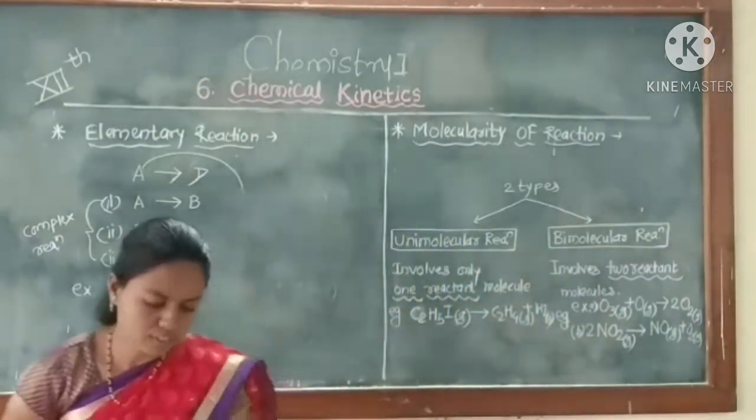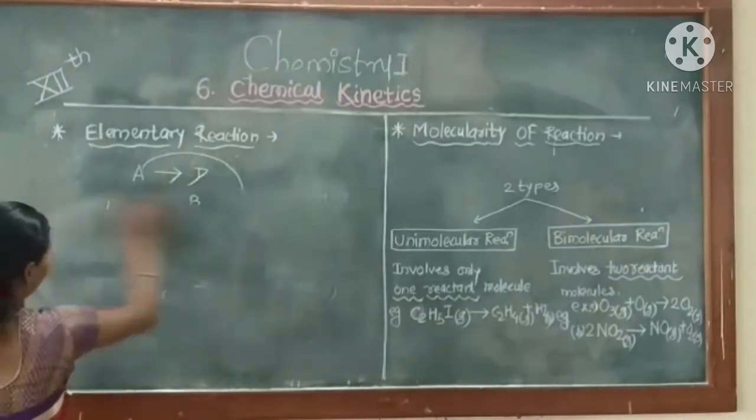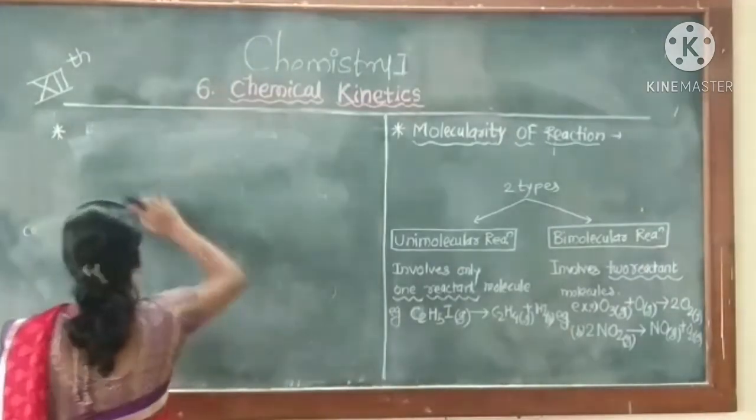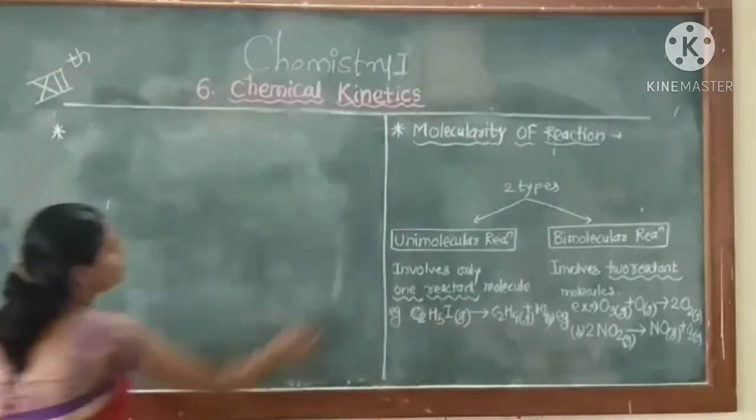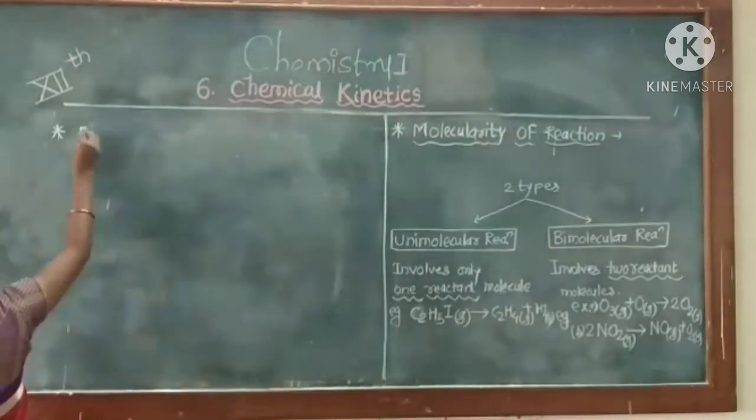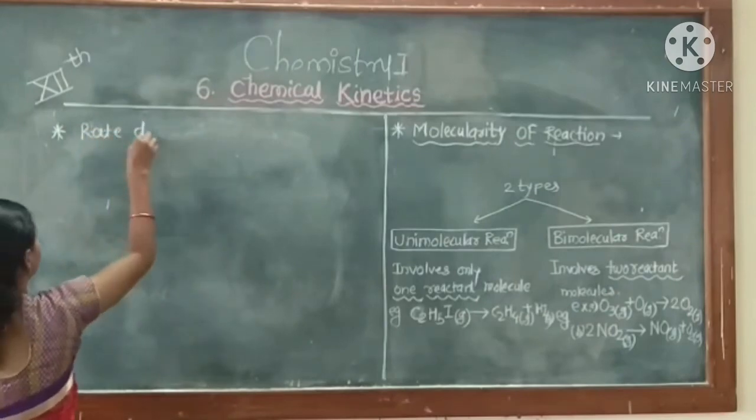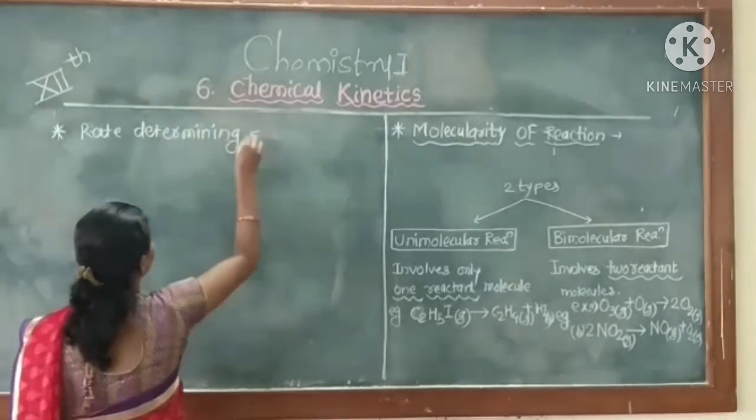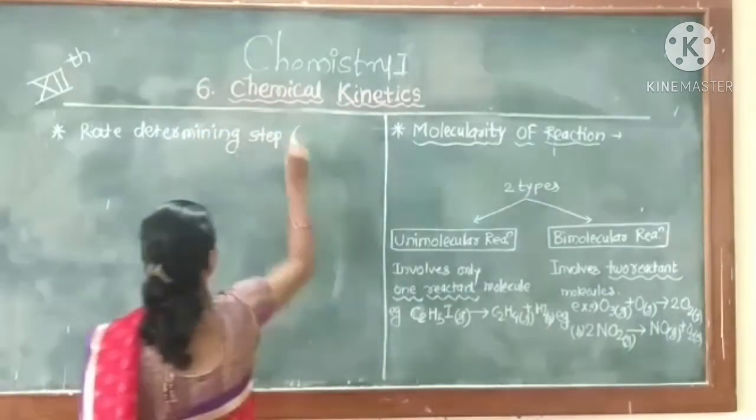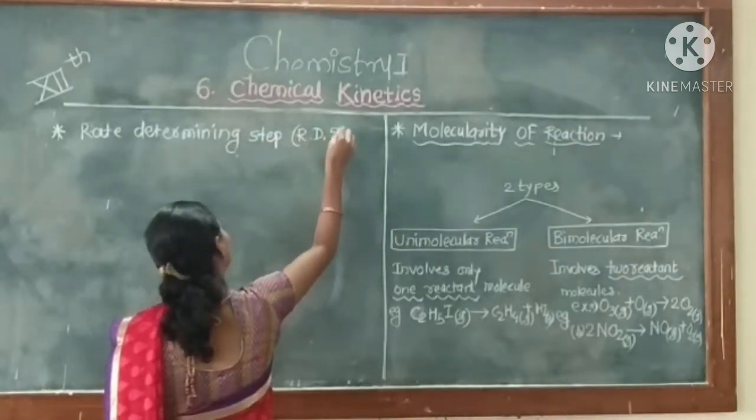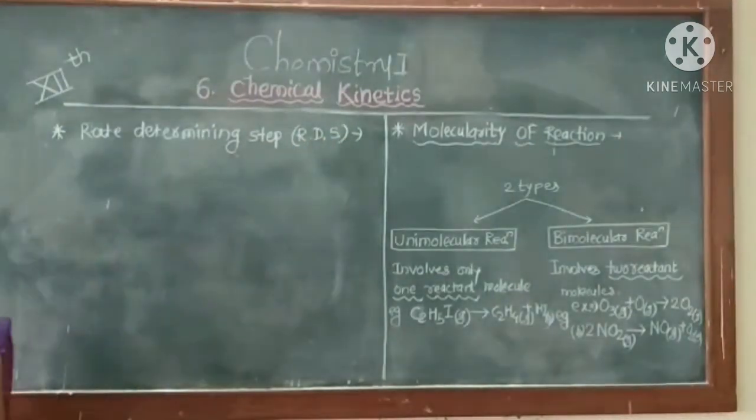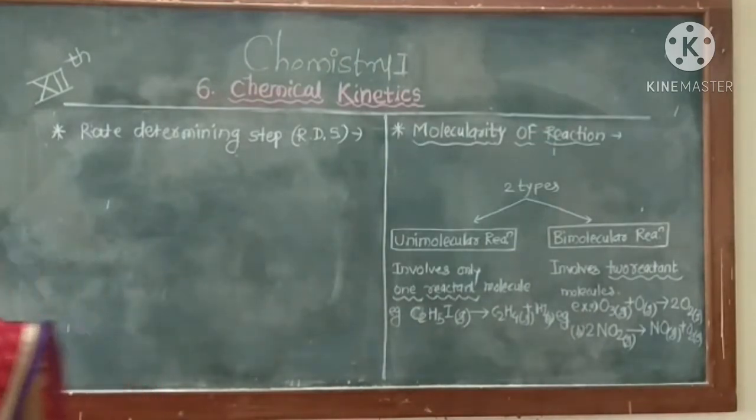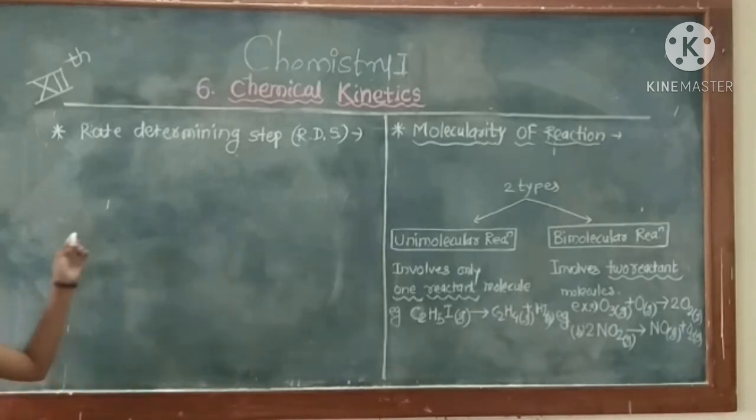The next point we have to see is the rate determining step, also called RDS. Then what is meant by rate determining step? In a chemical reaction, there are various series of reactions. There is a series of reactions taking part in the chemical reaction. The slowest step in this series is called the rate determining step.